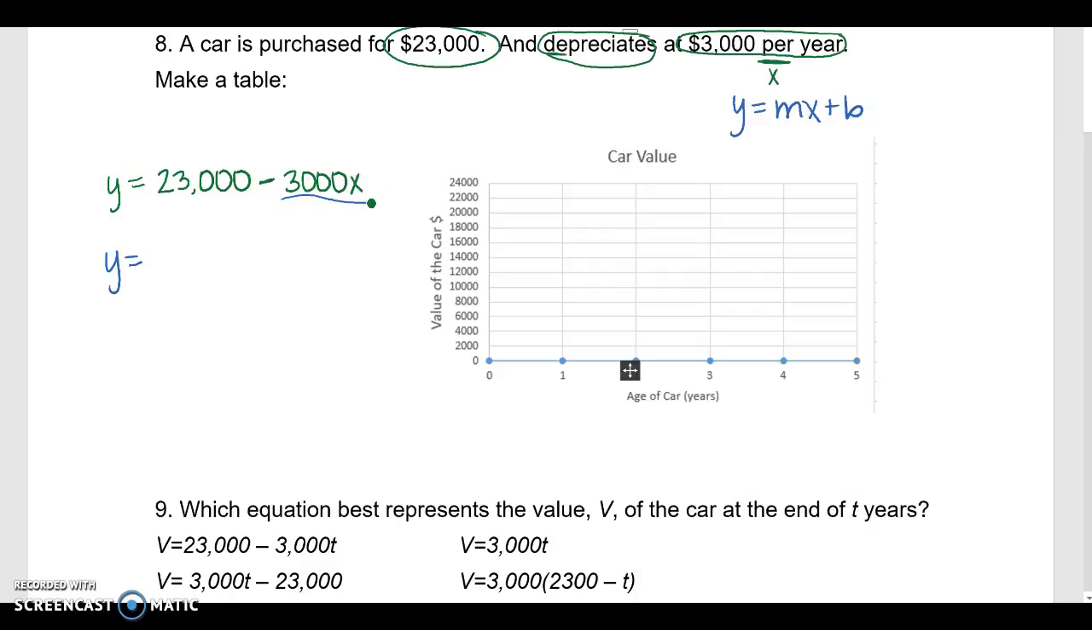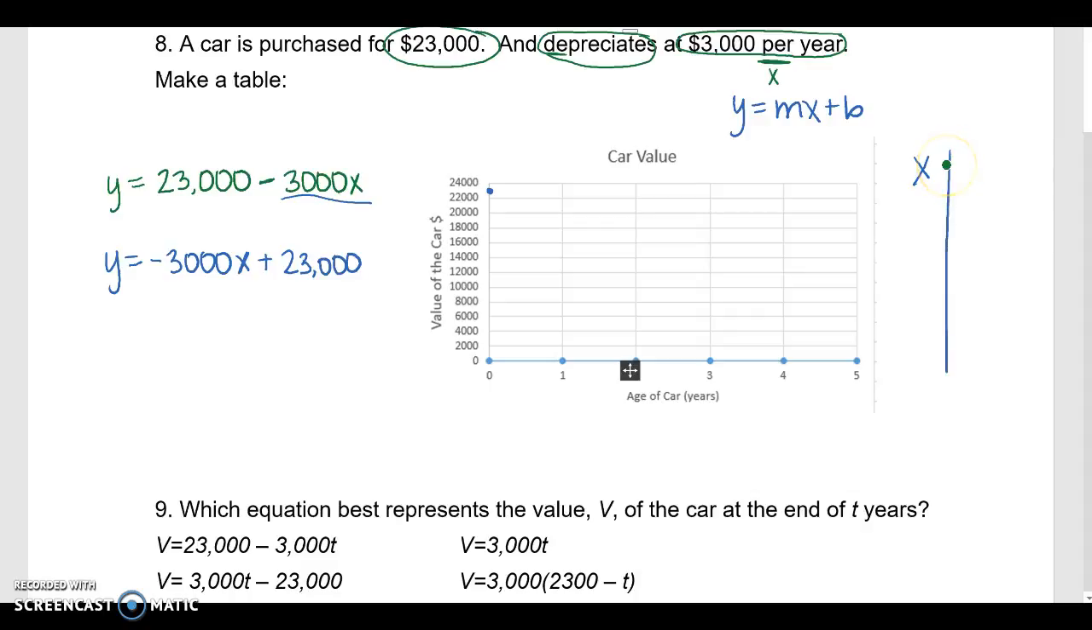Now, is this minus or this negative with the 3,000? Well, yes, right? Because it's going down 3,000 per year, the 3,000x. And then my b is my 23,000. It's my starting point, right? So the value of the car started up here at 23,000. So plus 23,000 is my equation.